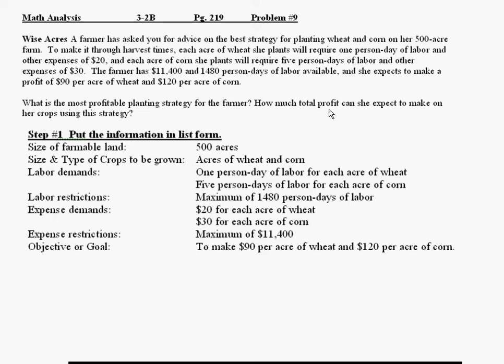Start listing the things such as size of farmable land, which is 500 acres, size and types of crops to be grown, acres of wheat and corn, labor demands, well, 1 person day of labor for each acre of wheat, 5 person days of labor for each acre of corn, labor restrictions, there's a maximum of 1,480 person days of labor, expense demands, $20 for each acre of wheat, $30 for each acre of corn, and expense restrictions, a maximum of $11,400.